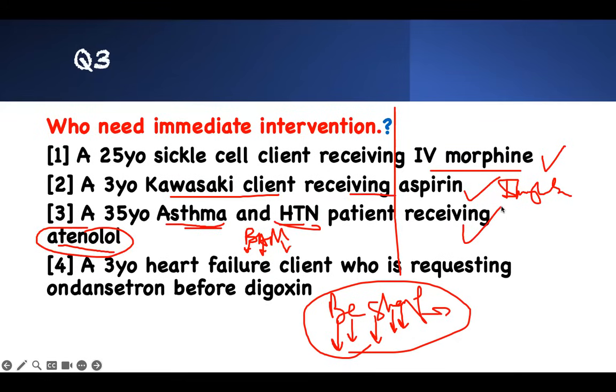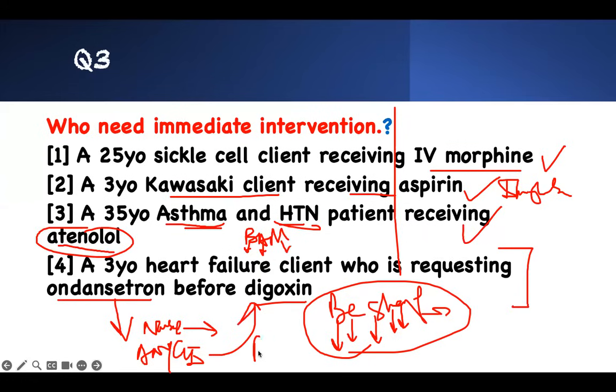What is the problem? What is the key here? A 3-year-old heart failure client is requesting ondansetron before digoxin. That tells you something is wrong. Why is he requesting ondansetron? Probably he's nauseated. And nausea, any GI symptoms, no matter what, when you're taking digoxin, it's a priority. That means it's a side effect. Those are the early signs of side effect.